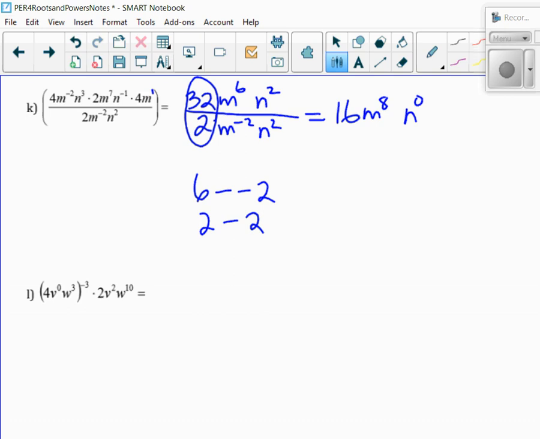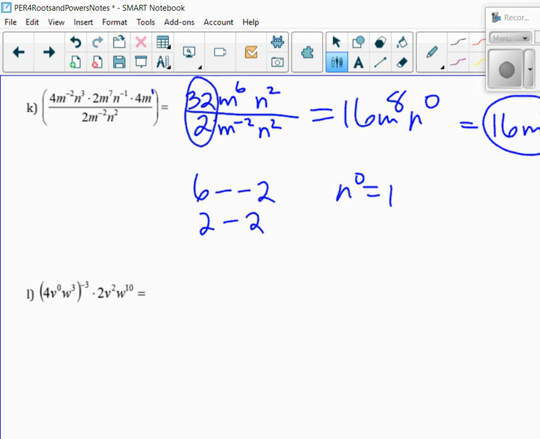No, that's just 1, right? So this is our final answer then. Yes? Yeah, I wouldn't write n to the, sorry. So my answer was 16 m to the power 8, n to the power 0. You don't usually write n to the power 0. That's not simplified, because n to the power 0 is equal to 1. So really this answer is just 16 m to the power 8. Do you see that? Okay.